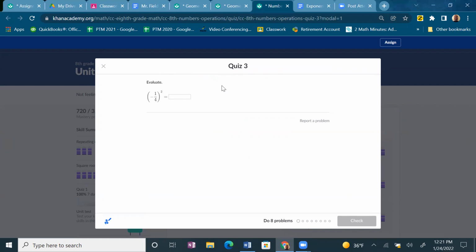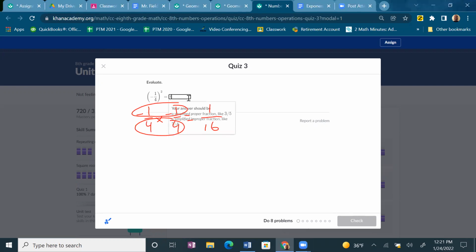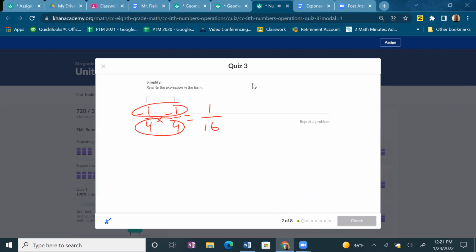So this guy, the square root of negative 1/4 squared is negative 1/4 times negative 1/4. Negative 1 times negative 1 is 1. And 4 times 4 is 16. And that's all we got to do. Multiply the tops and multiply the bottoms. See? I was right.